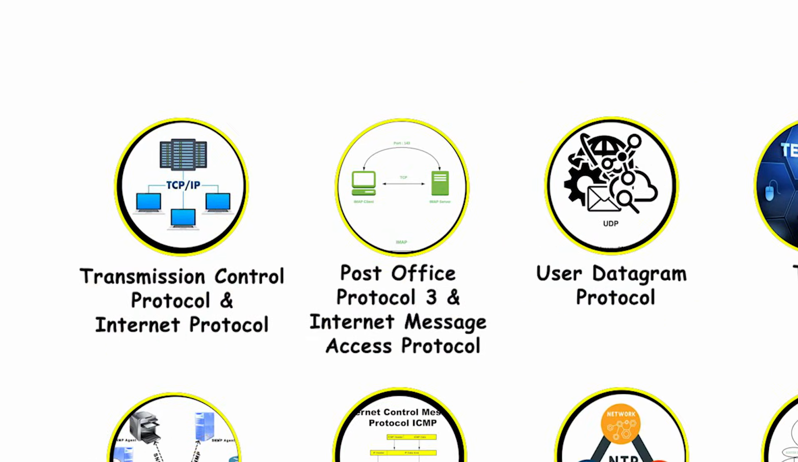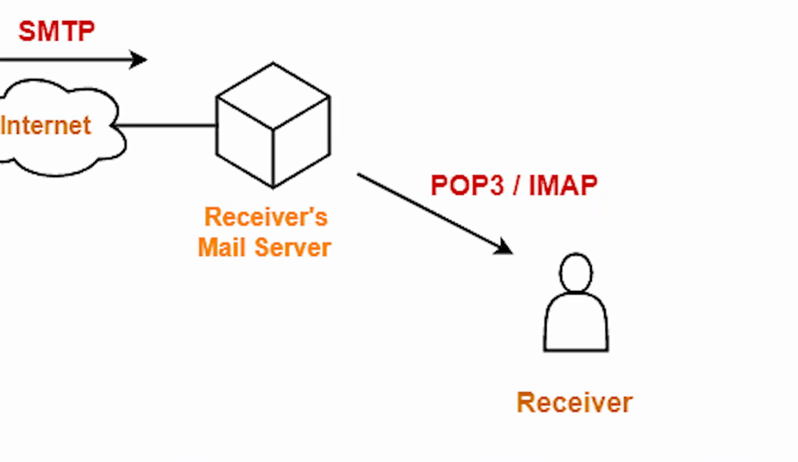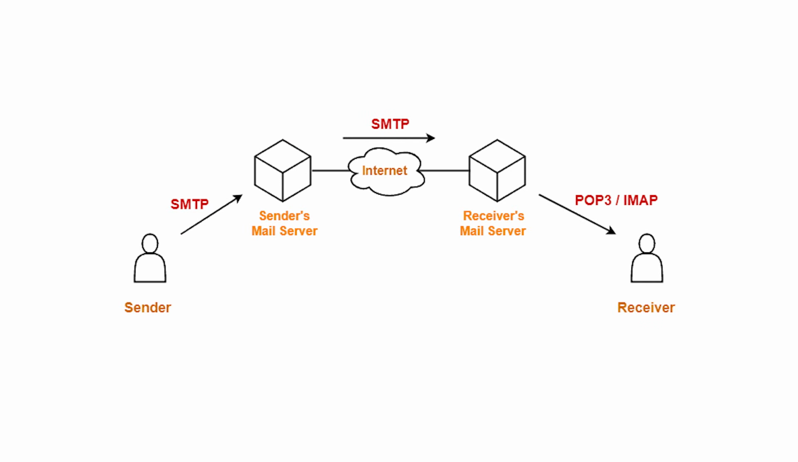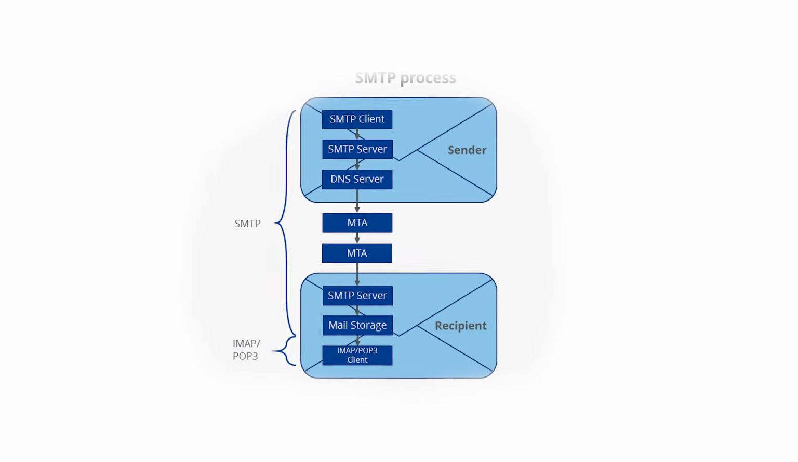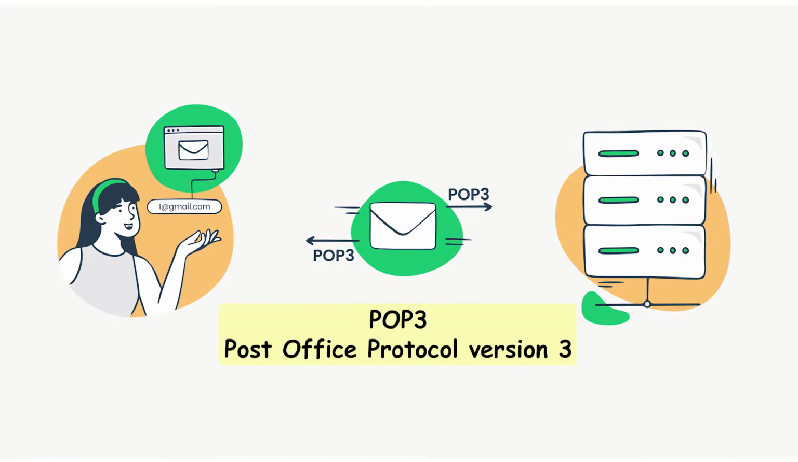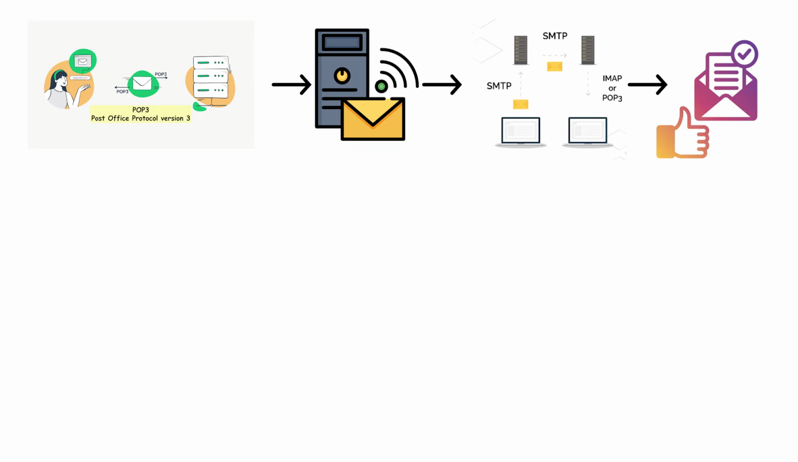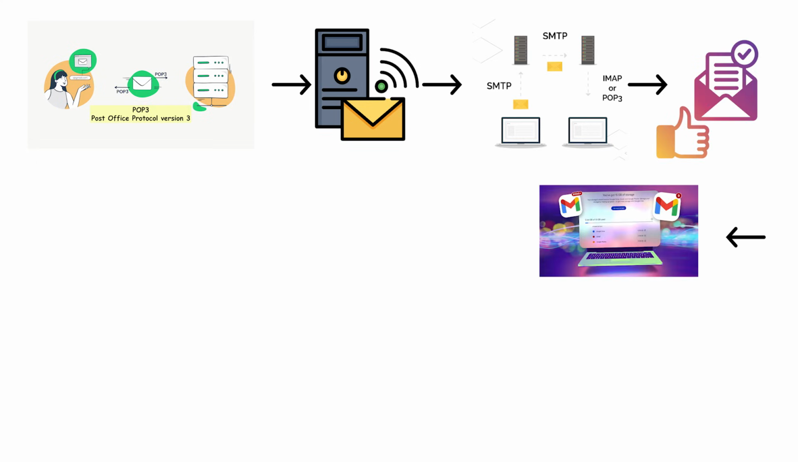Post Office Protocol 3 and Internet Message Access Protocol. While the Simple Mail Transfer Protocol handles sending emails, 2 other protocols handle the other side of the equation, which is retrieving emails from a mail server. POP3, which stands for Post Office Protocol version 3, downloads your emails from the server directly to your device and then typically removes them from the server.